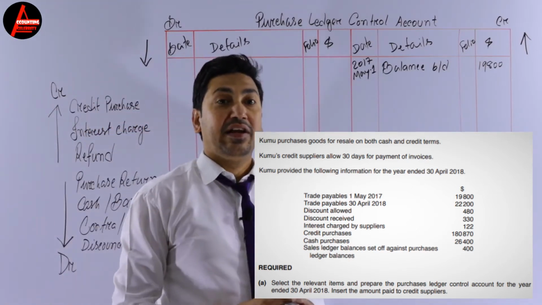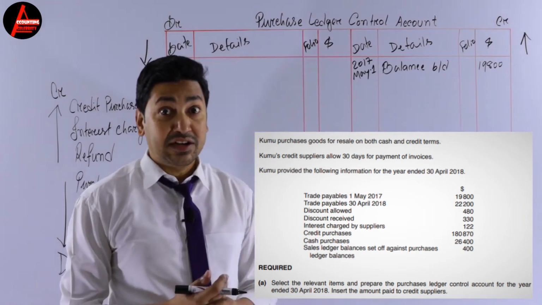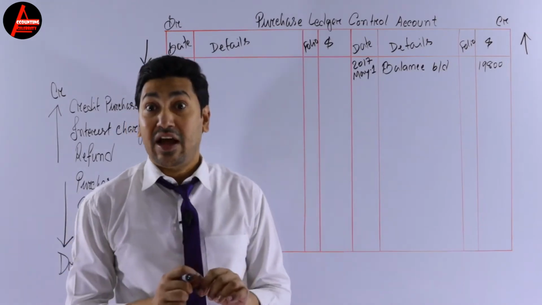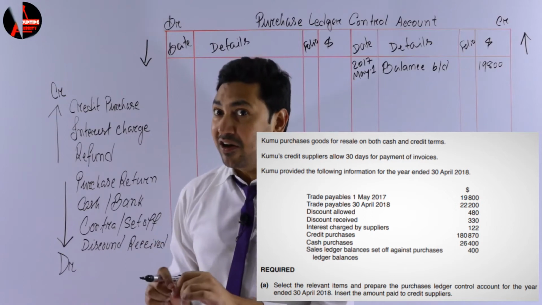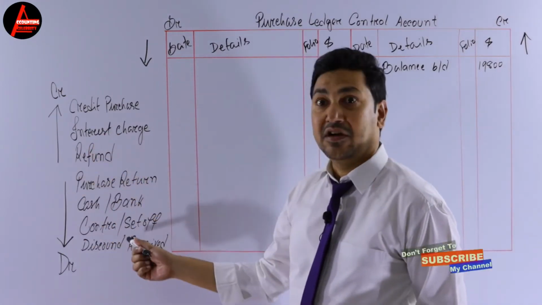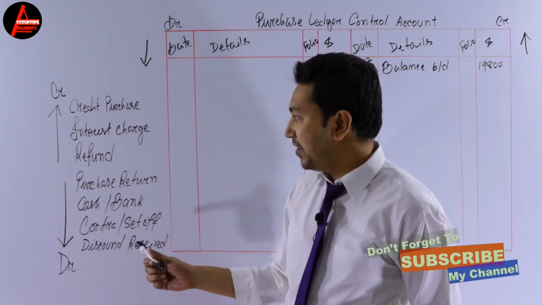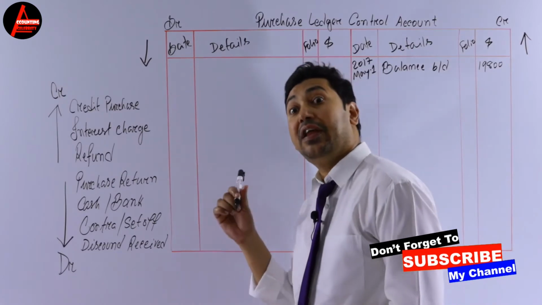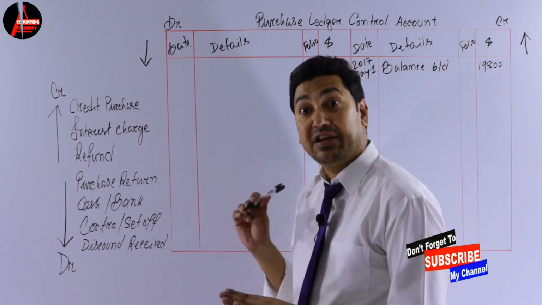Then you'll look at the next one, discount allowed. Are you supposed to write discount allowed in this account? No, because discount allowed is related to the sales ledger control account. Look at the items we listed here. There is no discount allowed. You have discount received here. If you have discount received, you can record it here, but discount allowed will not be entered in this account.